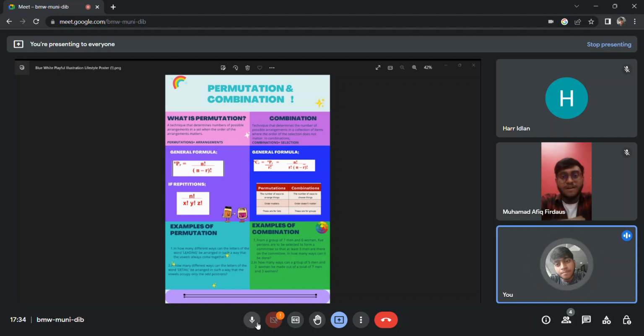The next question: in how many ways can a group of 5 men and 2 women be made out of 7 men and 3 women? So we must choose 5 men from 7 men and 2 women from 3 women. So the solution will be 7C5 times 3C2, which is 63.